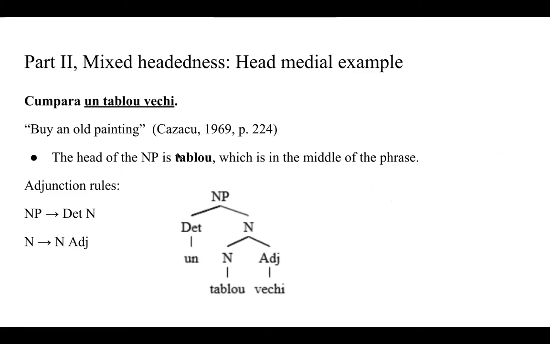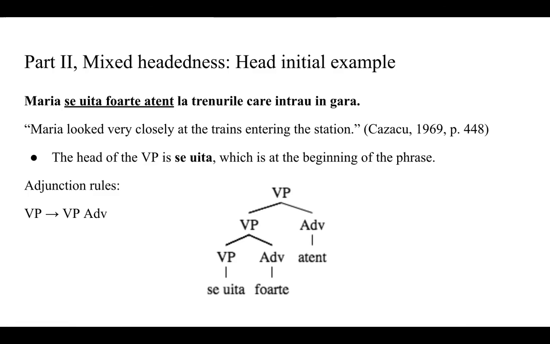The head of the noun phrase is tablu, the noun for painting, but it is placed in the middle of a phrase. The adjunction rules we see at play here are a noun phrase being composed of a determiner and a noun, painting, and then a noun composed of a noun plus an adjective, old painting, tablu vechi. The head can also be placed at the beginning of the phrase.